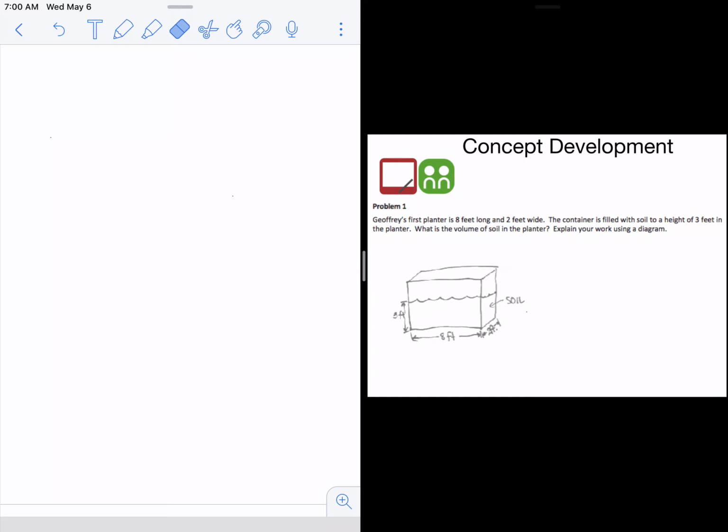Problem number one. Jeffrey's first planter is 8 feet long and 2 feet wide. The container is filled with soil to a height of 3 inches in the planter. What is the volume of the soil in the planter? Explain your work using a diagram.